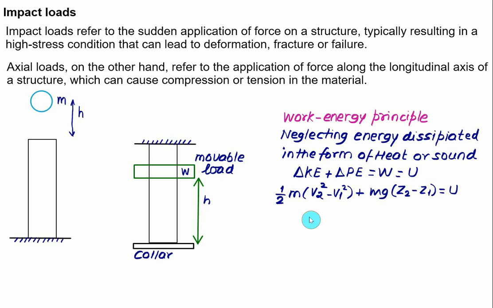Now this equation is a physics equation, so you should prefer SI units. Mass should be taken in kg, velocity in meters per second, and then U will be in joules. So for this equation, prefer the SI units rather than the conventional machine design units.